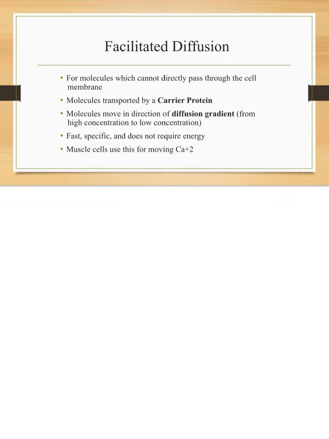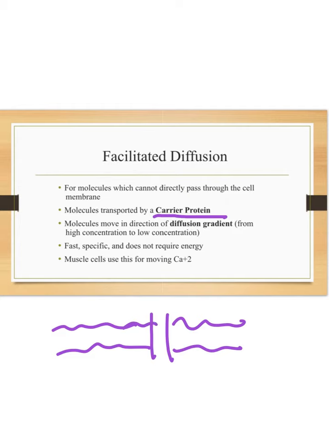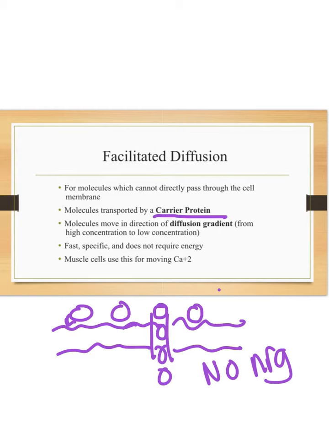Cool. So facilitated diffusion: if it can't go straight through the cell, it needs a little help, and that help is through a carrier protein, okay? So you have your membrane here, and then you have a protein that goes like this. Say this molecule is too big, so it can't go through, it gets rejected by the membrane itself, but it can slide right through this carrier protein. That's facilitated diffusion. Again, no energy, but that little channel helps it get through. For example, muscles and calcium. Calcium can't get through, so it goes through these calcium channels.